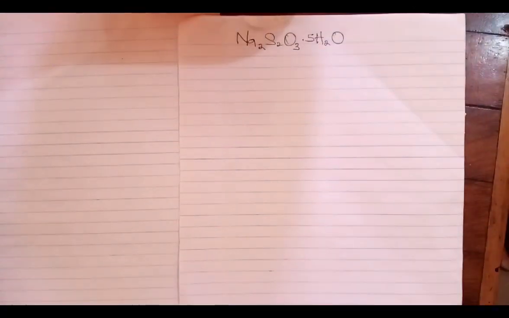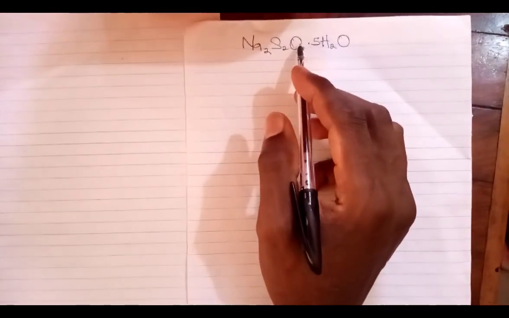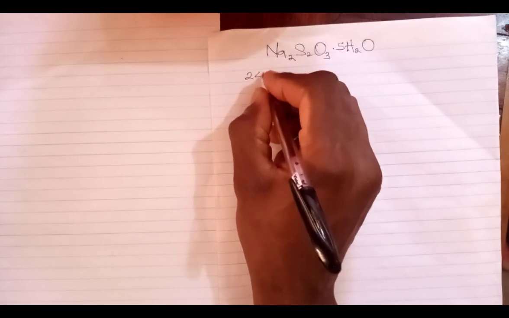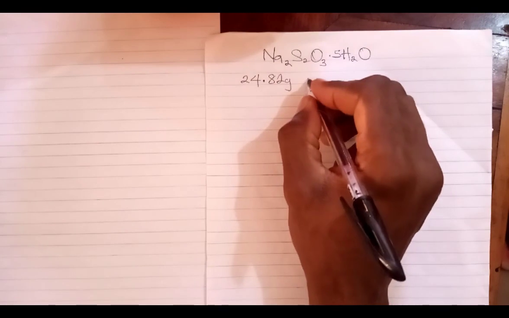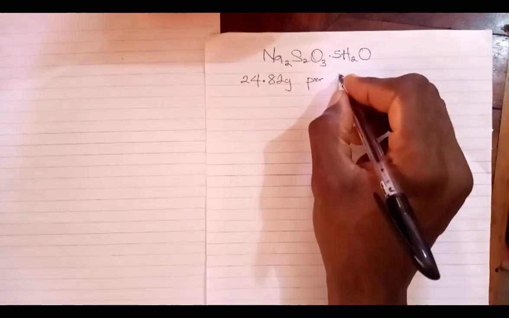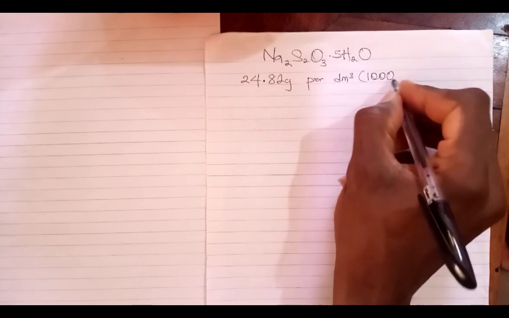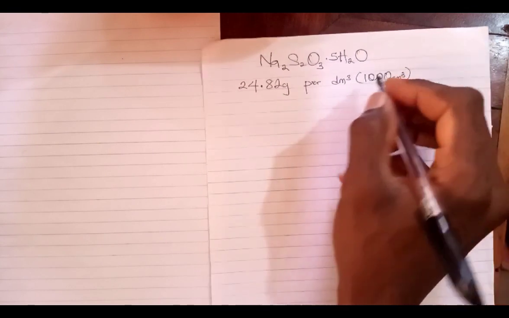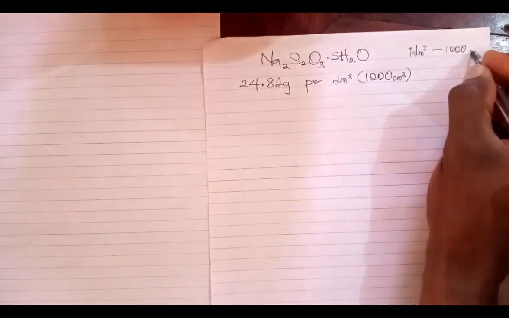To the calculation. But before we go back to the calculation, let's do a preview of the concentration of some of the reagents. This is in regards to some of the questions I received in the comments. We are making use of sodium thiosulfate, and the instruction says dissolve 24.82 grams of it per dm cube, that is in 1000 cm cube, because 1 dm cube is equivalent to 1000 cm cube.